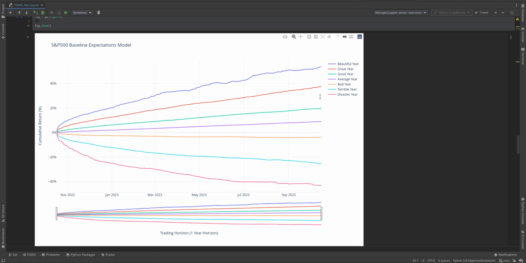So let's say you were entering the market with the view that the S&P is going to have a great year. Well, a great year means you're expecting something like a 38% return. Or let's say it's going to have a terrible year. Well, you're expecting something like a minus 25% return, and that's what we're having at the moment. That's the drawdown we're going through. It's just a bear market, right? It's not a complete crash. So if you're expecting a bear market, this is the kind of cumulative return you should be expecting 250 days out, or one trading year out.